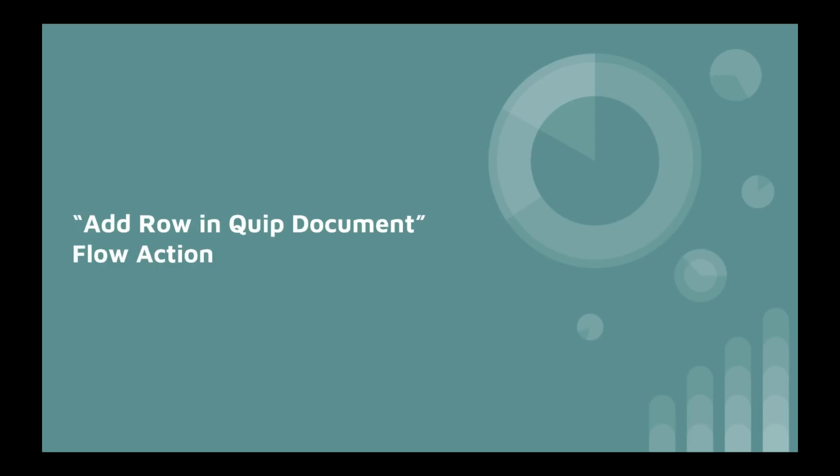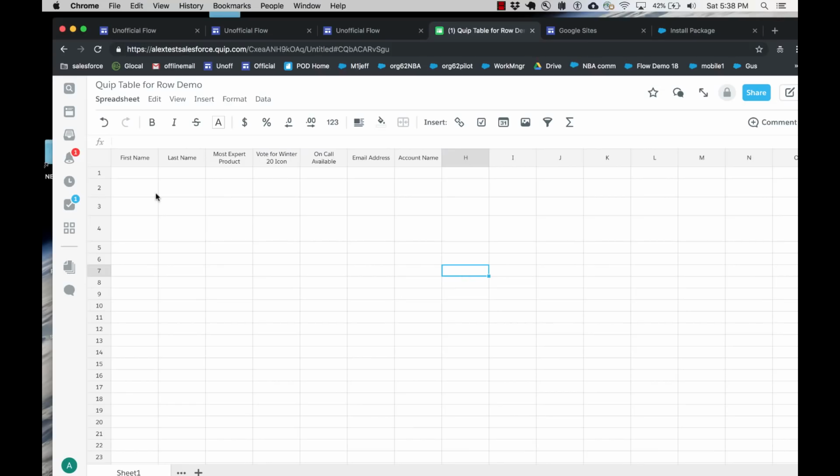All right, let's take a look at a very powerful combination of Flow, Salesforce, and Quip. We're going to take multiple records from Salesforce. We're going to create a Quip table out of them. And then later, we're going to start making changes to individual cells in that table as a result of Salesforce updates. Okay, I have an empty Quip table here, and it's got column headers.